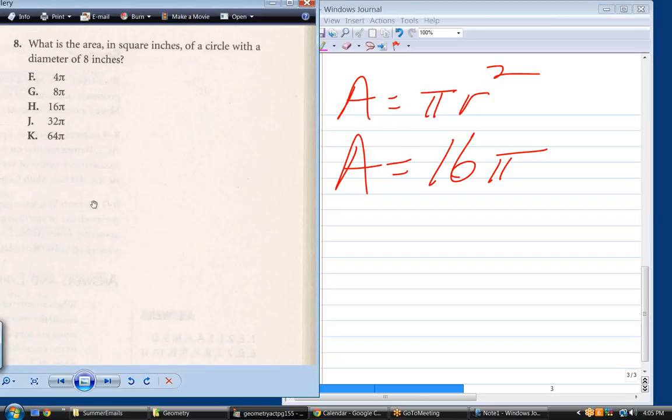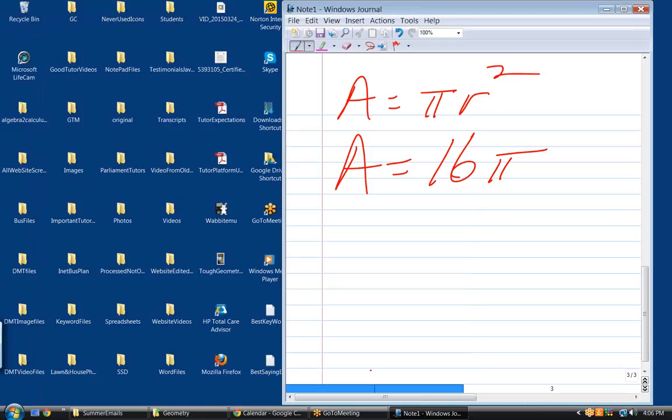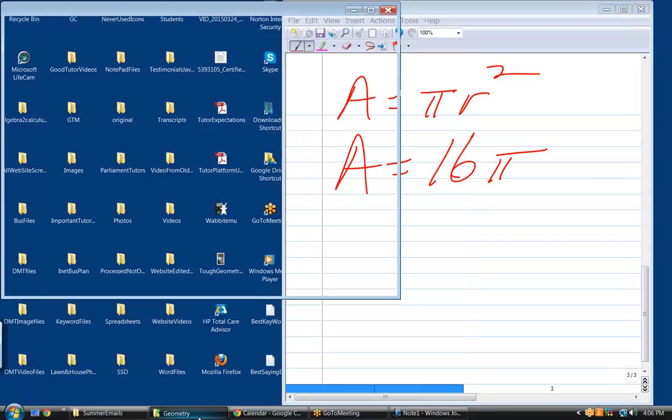And the other thing that happens in geometry is you stop converting pi. You'll do it both ways for a while. But most of the time you're going to give your answer as 16 pi. You're not going to convert that to 3.14 and come up with an approximation. 55. Let's go to the next page.